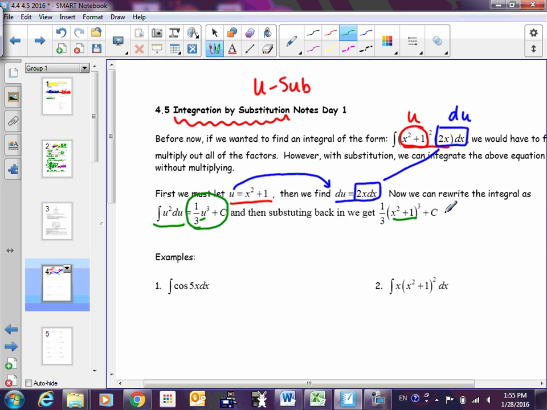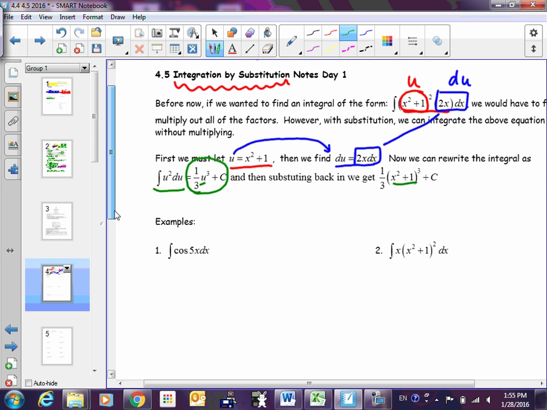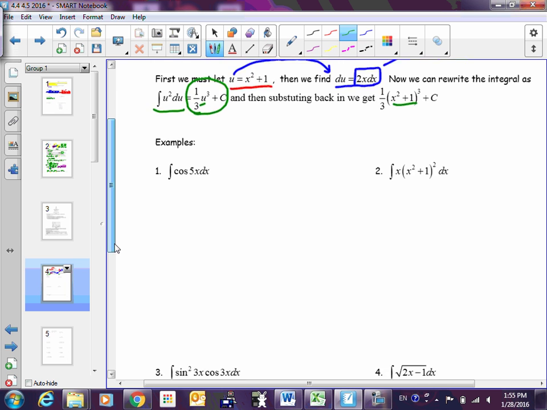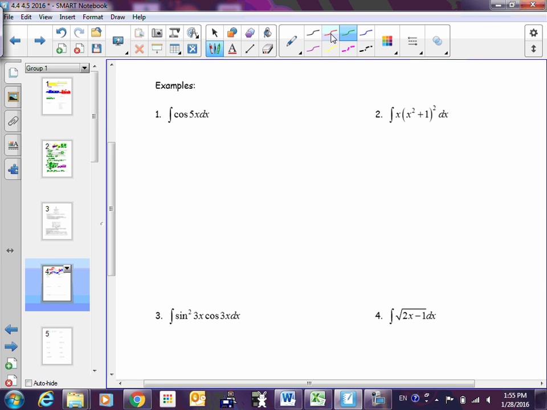All right, now we're going to practice this, because that's really how most people learn, by actually doing problems. Okay, so let's start with this first one. Do you see how this is more complicated than the problems we've worked before?